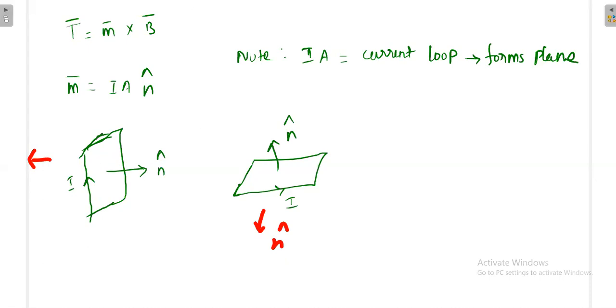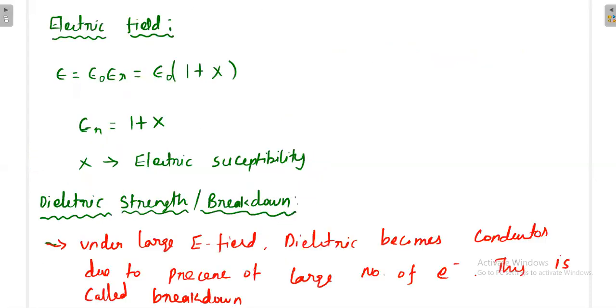Okay, so next, almost magnetic field is over. Magnetic field related things are over. Now we'll see some of the left out topics in electric field.